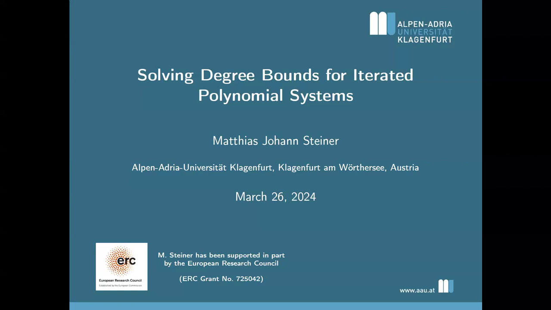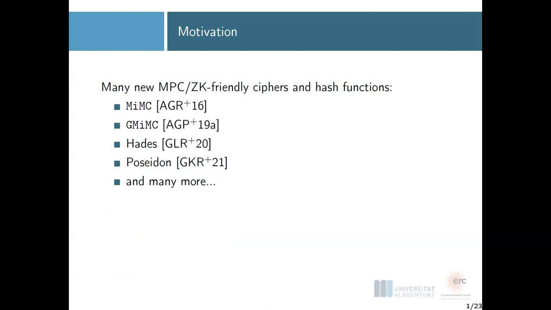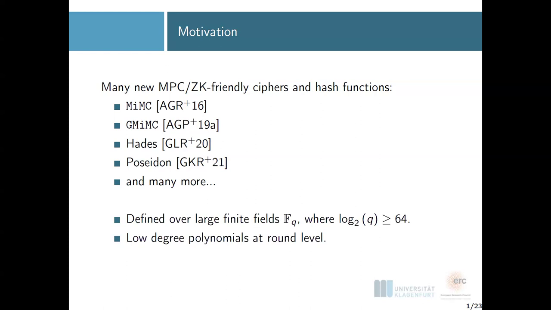So zero knowledge proof systems, multi-party computation. Those are very nice technologies to do advanced privacy-preserving computations, but for efficiency, they require new ciphers and hash functions. These ciphers and hash functions are known as arithmetization-oriented primitives. And they have two novel design criteria.